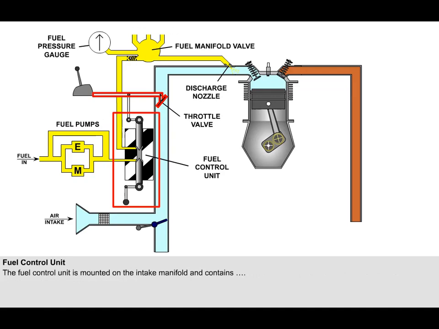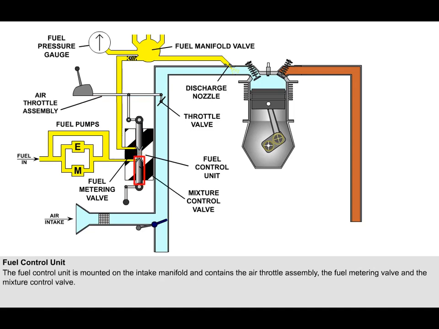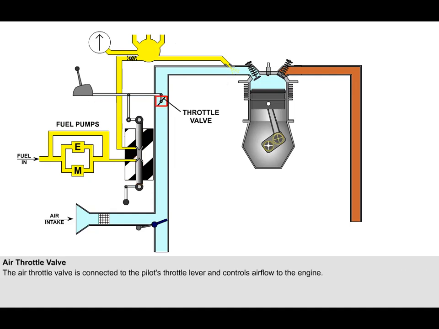The fuel control unit is mounted on the intake manifold and contains the air throttle assembly and 2 valves which control the fuel flow to the engine. These are the fuel metering valve or throttle metering valve and the mixture control valve. The air throttle assembly contains the air throttle valve, which is connected to the pilot's throttle lever and controls airflow to the engine.